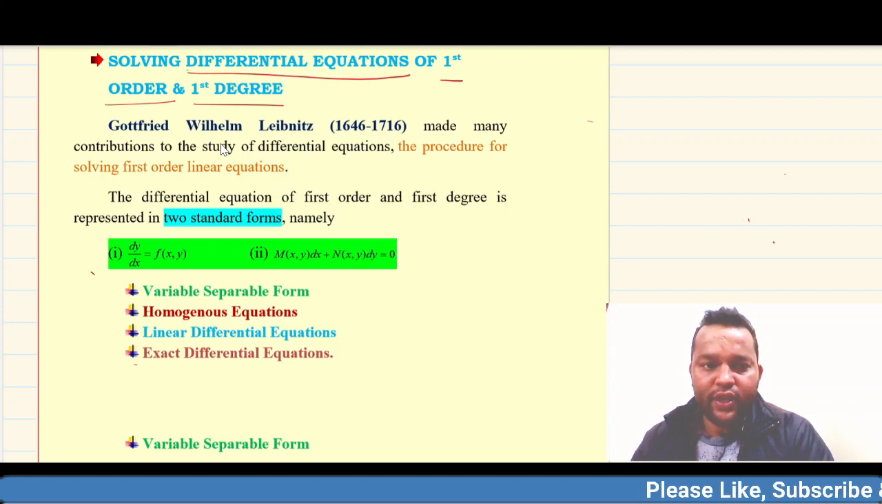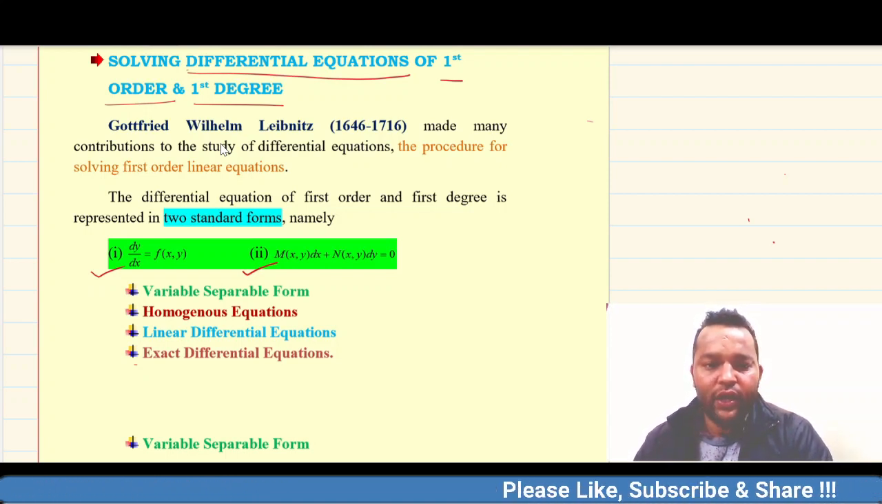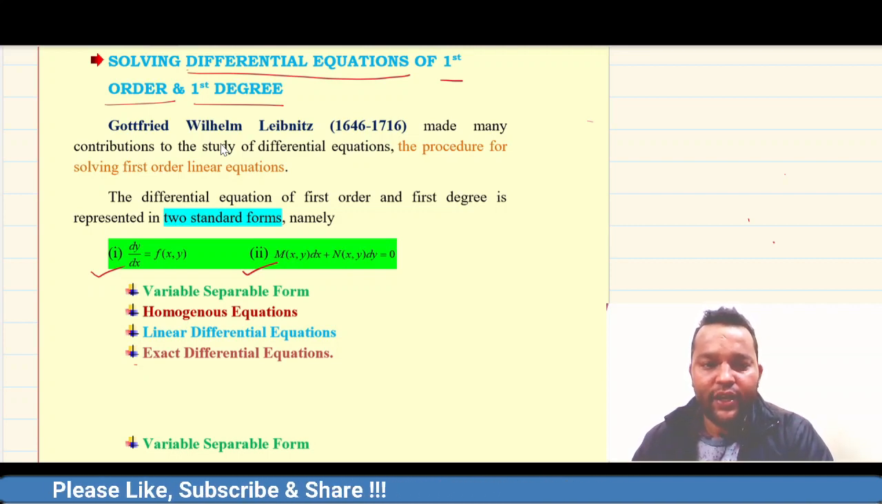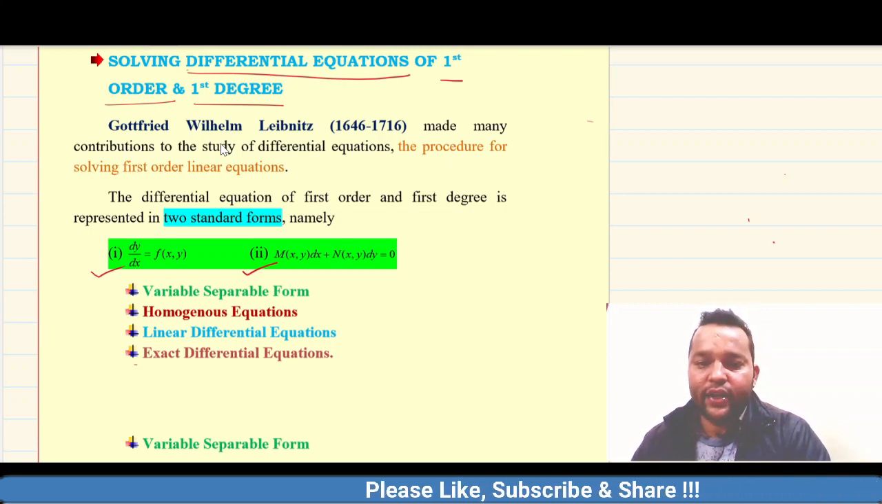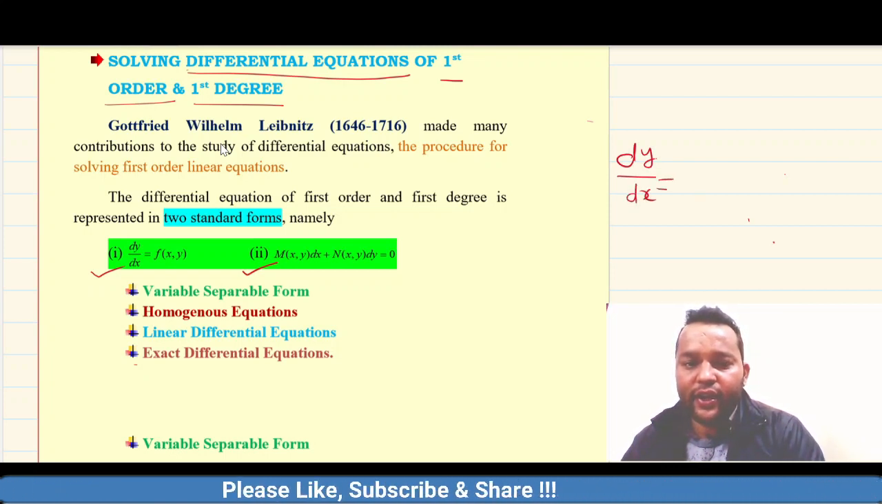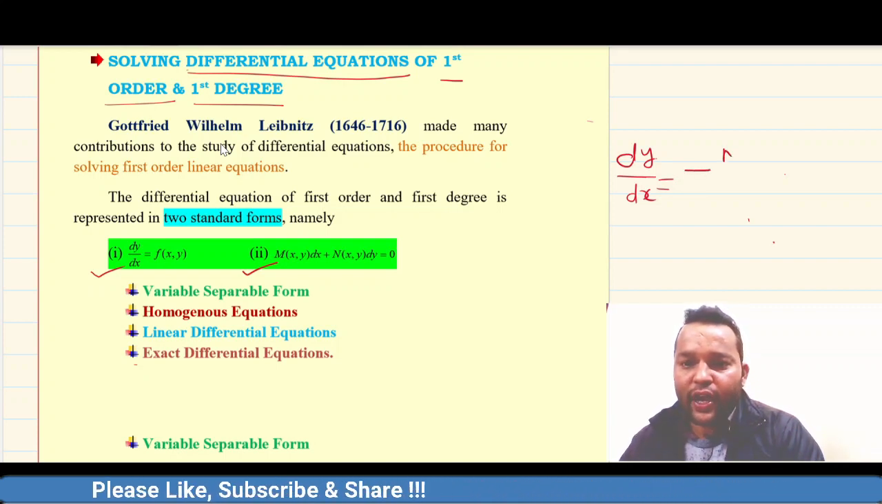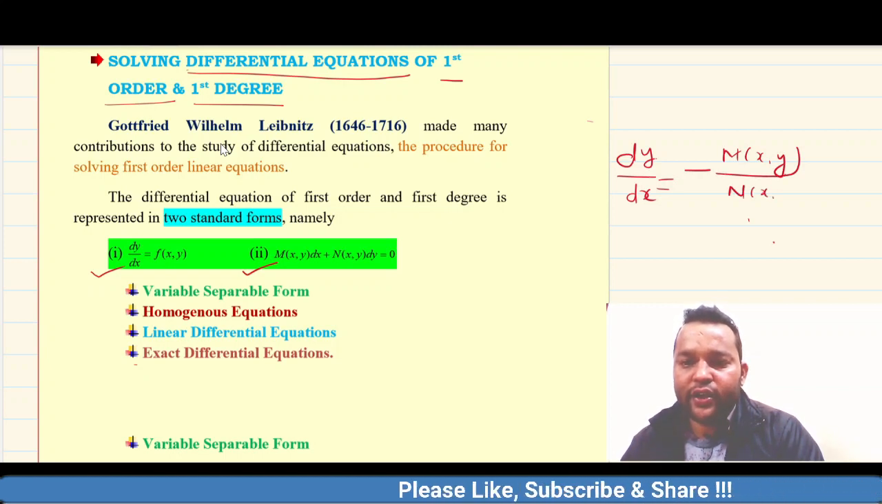A first order and first degree differential equation can basically be expressed in these two standard forms. The first standard form is dy by dx is equal to f of x comma y, and the second form is M dx plus N dy is equal to 0, where both M and N are functions of x and y. Suppose we consider the second standard form, M dx plus N dy is equal to 0. Rewriting it, we can write this equation as dy by dx is equal to minus M of x comma y divided by N of x comma y.